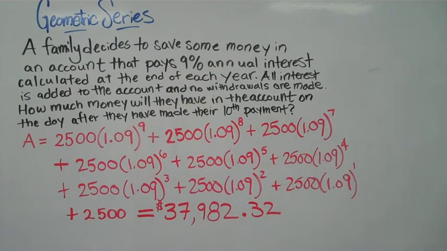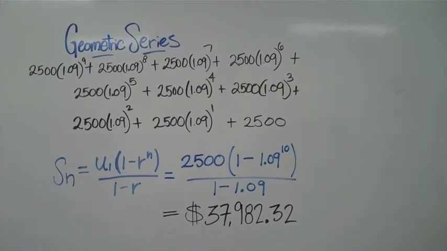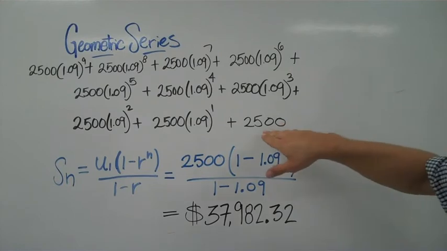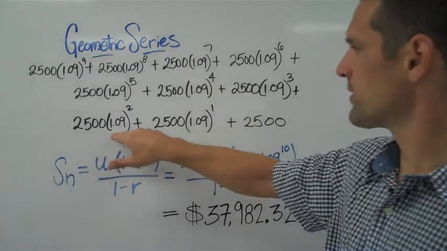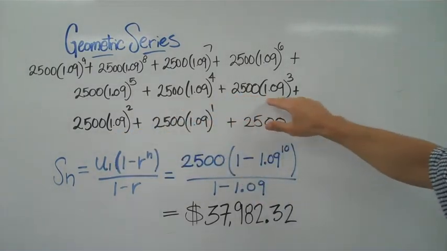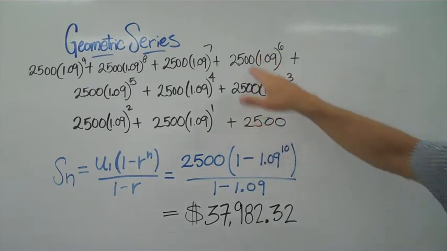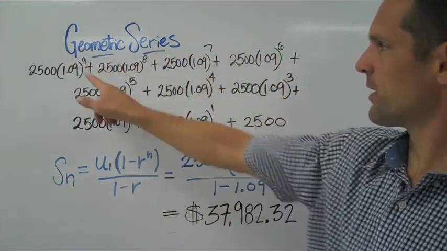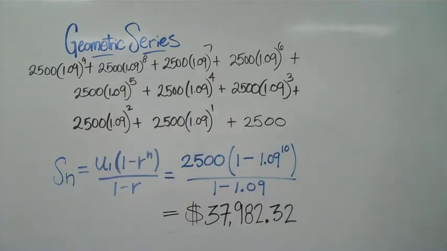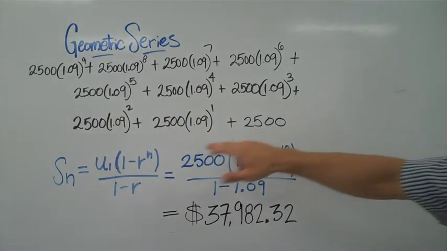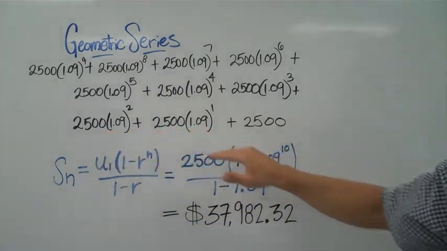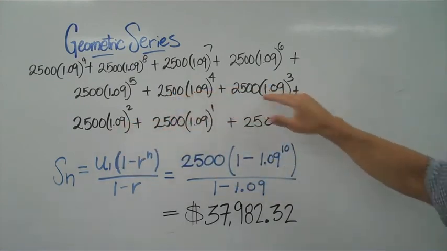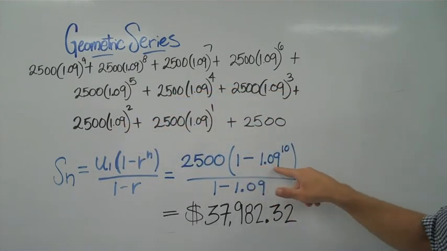Alternatively, you can look at this as a geometric series. If we look at this same data, we could interpret it as a geometric series. Here is 2500. 2500 times 1.09 to the 1. 2500 times 1.09 to the 2. 2500 times 1.09 to the 3, etc. All the way up. We have 10 different terms, and we take 9 jumps. Well, that can be looked at as if this is your U1, your common ratio, meaning this divided by this, and this divided by this, is 1.09.